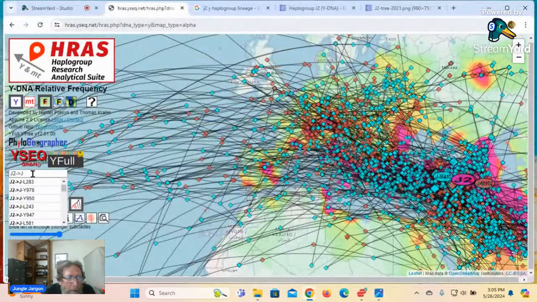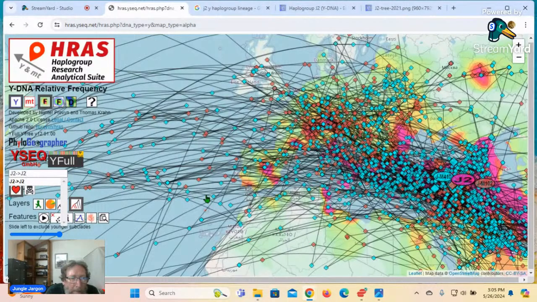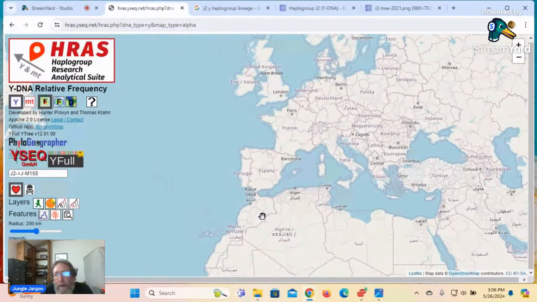Okay, bring this down. So we'll go J2. It's a little bit complicated here. Let me find an M. Okay, J dash M. So I'll go J dash M dash M. Okay, these are all the M's. There's 158 right there. So we'll look at the lineage of J-M158.